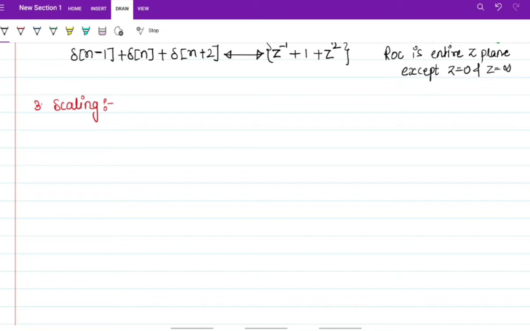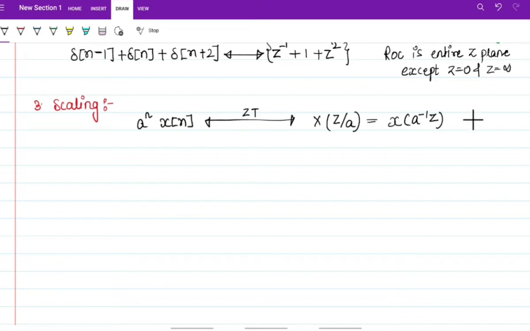Suppose the Z transformation of x of n is X of z, with ROC R. What will be the Z transformation of a to the power n times x of n? That will be equal to X of z by a, which is nothing but X of a inverse z, and the ROC will be mod a times R. Now let's prove this equation.